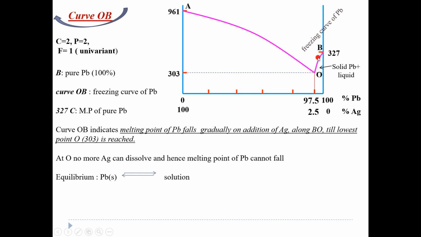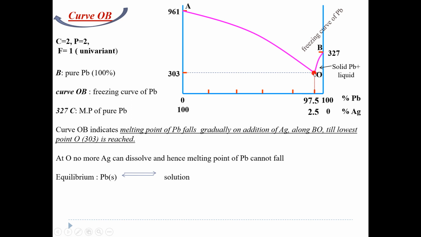So the melting point of lead is decreasing as you add more silver. It is exactly the same thing. Lead is pure, you are adding the impurity of silver, so its melting point goes on decreasing. Until where will it decrease? Until it reaches the point O, 303. Below that, no more silver can dissolve.